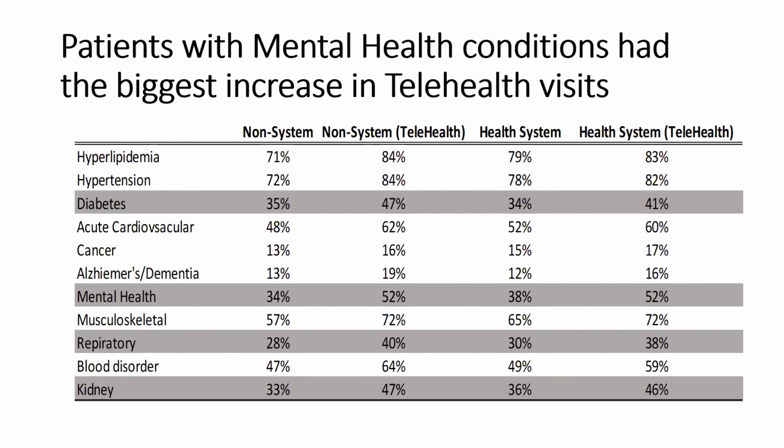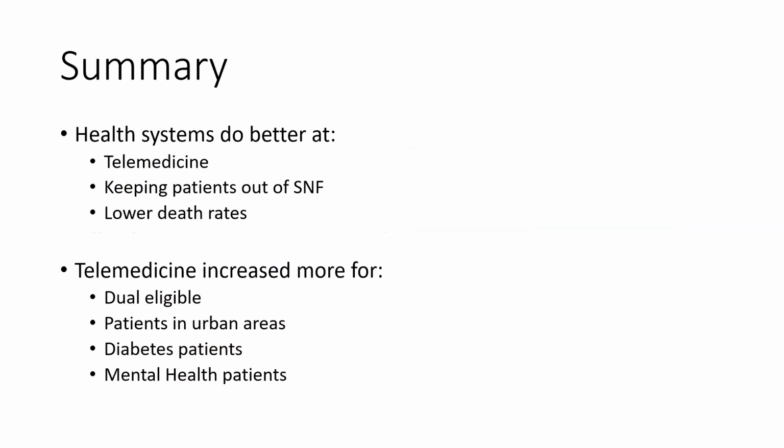So I will then just show you the summary slide, and then I will end. The summary slide is that health systems do better at telemedicine, keeping patients out of skilled nursing facilities and lower death rates, and that telemedicine use increased more for some of the most vulnerable patients. That bottom part is good. The first part, as we noted, and as you noted, there are a lot of different theories about, so we want to explore some of those theories in more detail, but I fear you're going to have to invite us back to hear a little bit more about that.